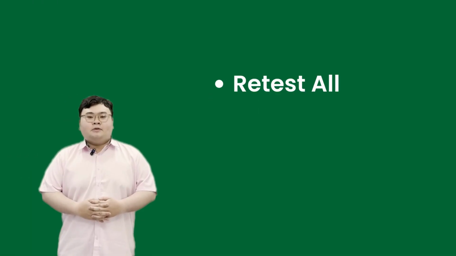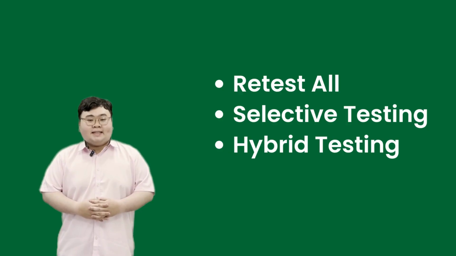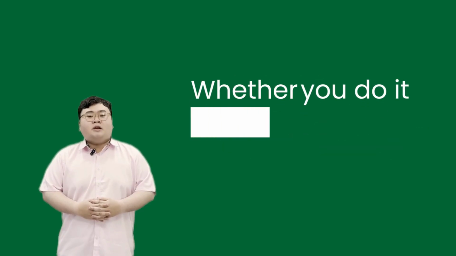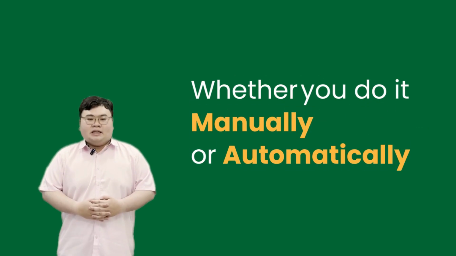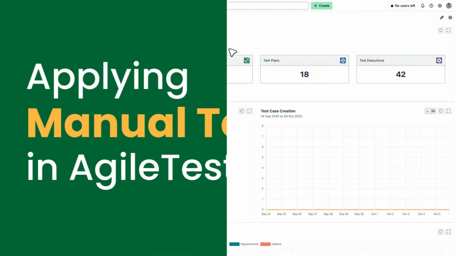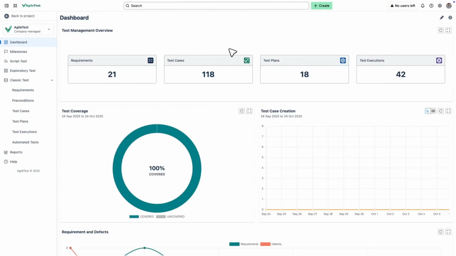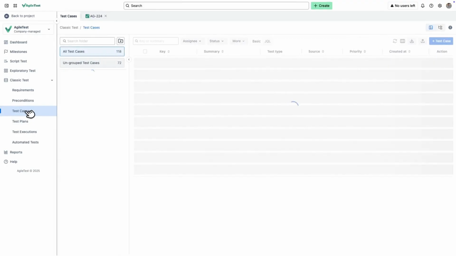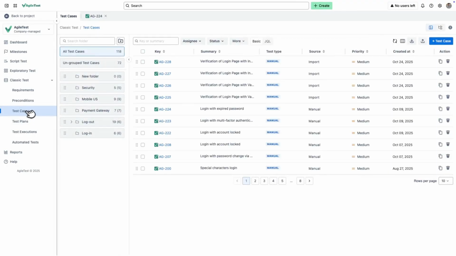So, how can the approaches be conducted effectively? Let's explore how AgileTest helps you in regression testing. AgileTest makes it easy to handle the three types of regression testing, whether you do it manually or automatically. Let's apply manual testing in AgileTest. Whether you are doing retest or selective testing, the first thing you need to do is identify the test cases you use.